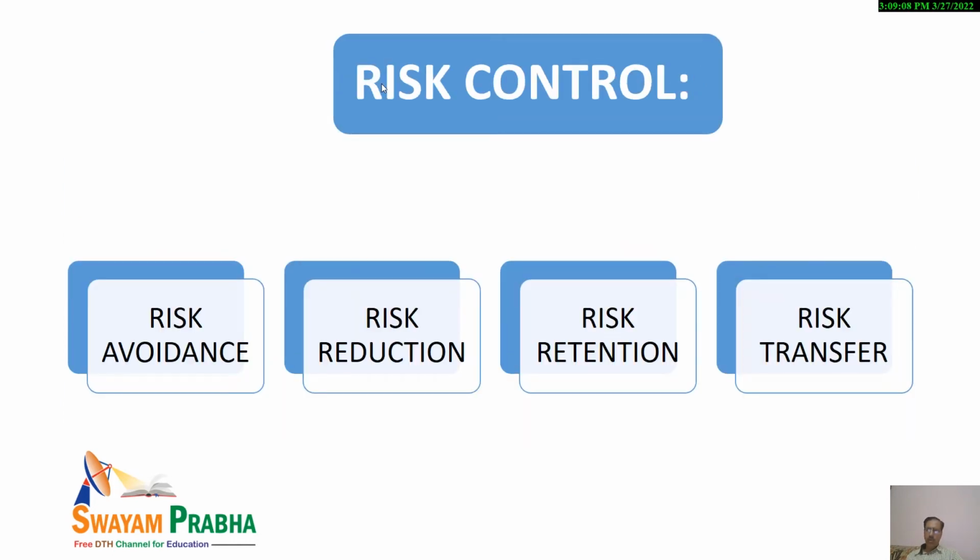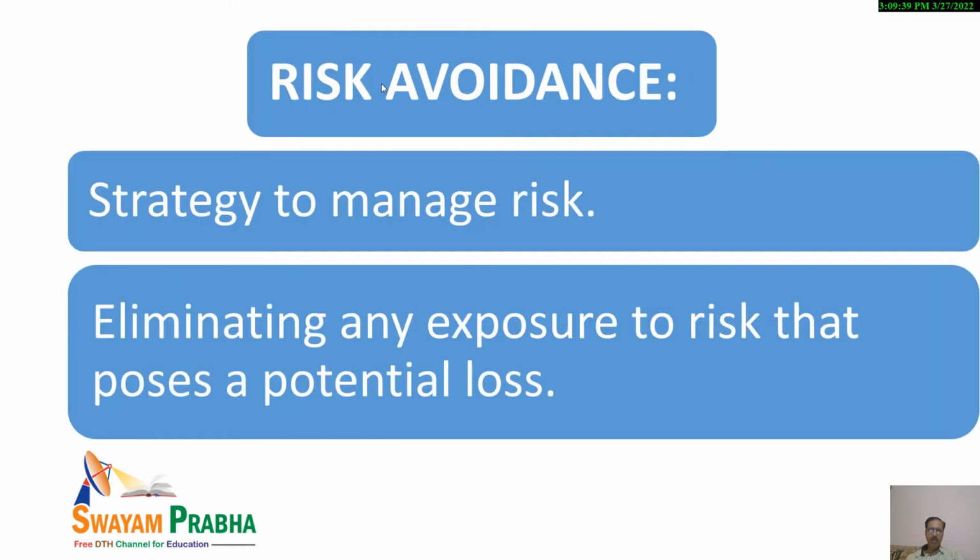Now, risk control. My dear students, we know and we understand that risk is there. Now, how to control the risk? There may be four categories in order to control the risk: risk avoidance, risk reduction, risk retention, and risk transfer. I will be discussing all of these one by one.